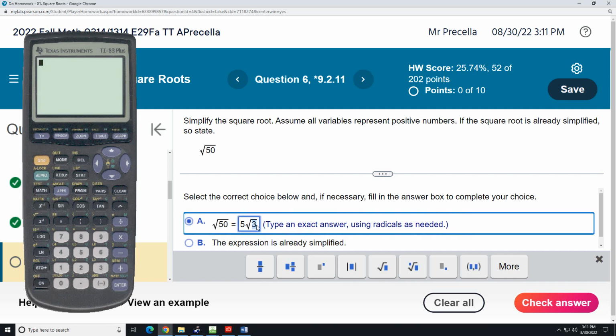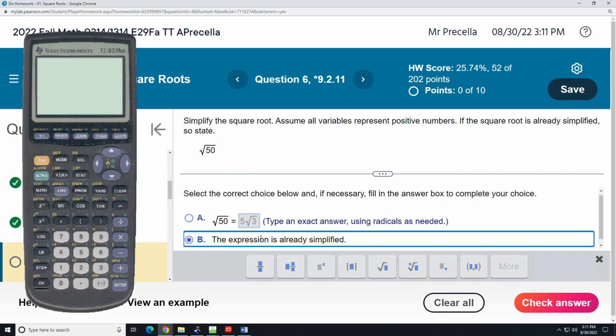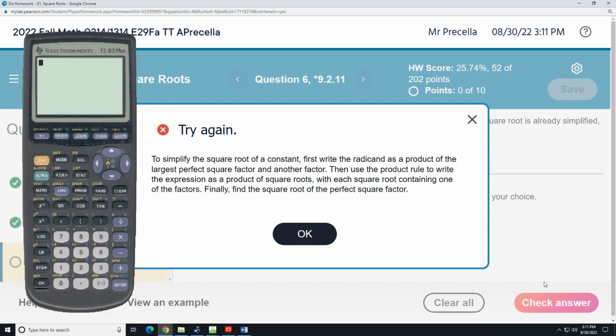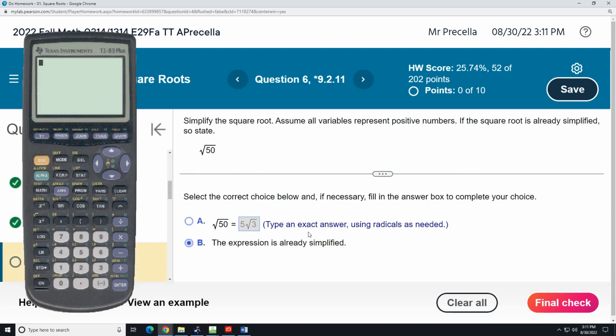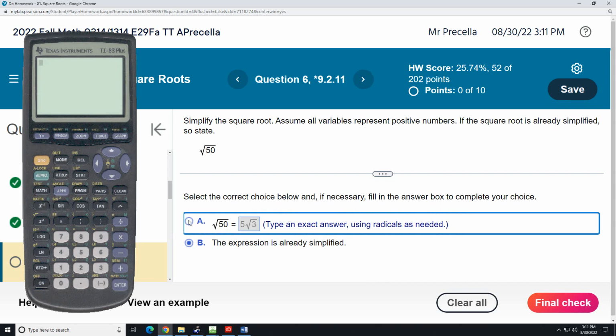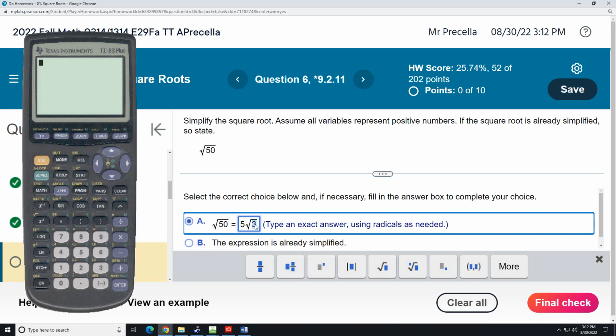Let's say you have 3 chances. Let's guess B now. Let's check that. We're going to deliberately get this problem wrong. There's that helpful note. You have 3 chances to get the answer correct. So this is my last chance. Look, it says final check. We can only check it once more, and at that point we're going to get an X.